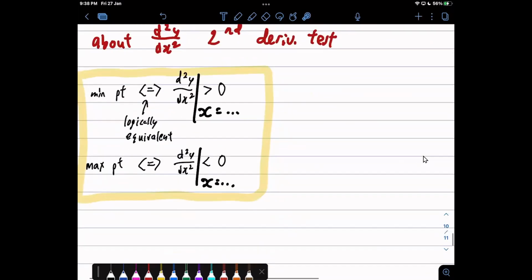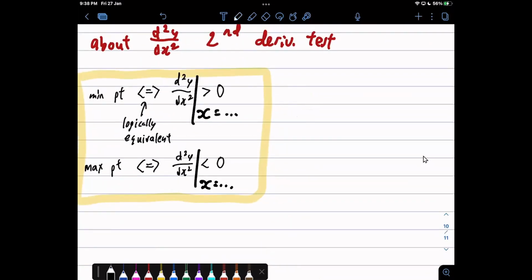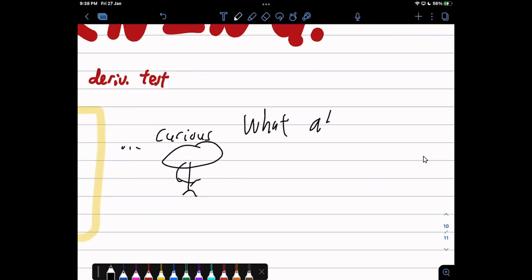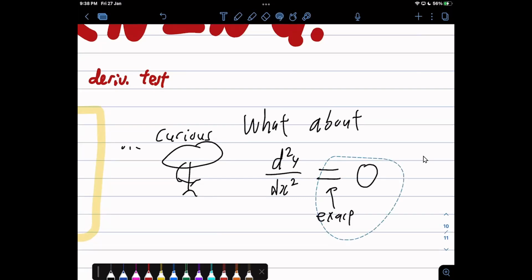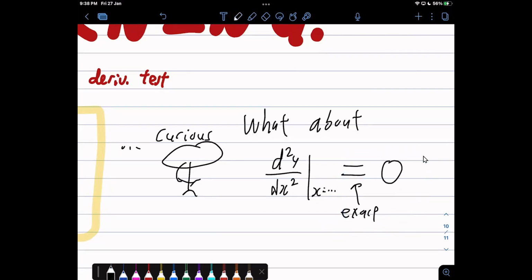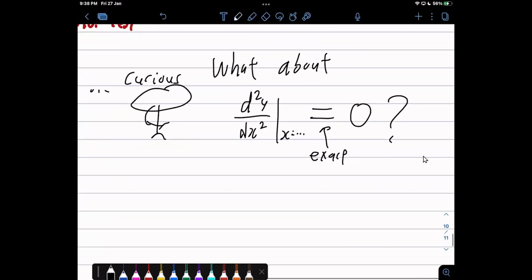Correct or not? Then the curious student will ask, what about d2y by dx squared exactly equal to 0? After you substitute in x equals the x coordinate of the stationary point, you get exactly 0. What can we tell from that? The answer is no conclusion. You cannot conclude anything.